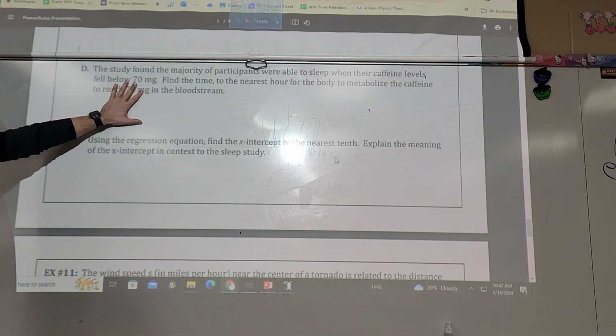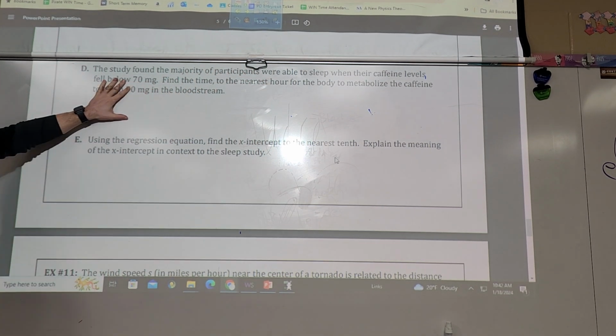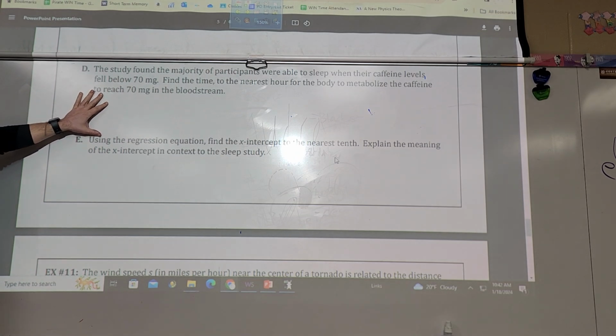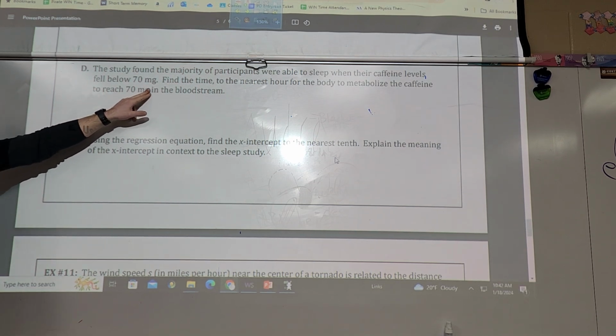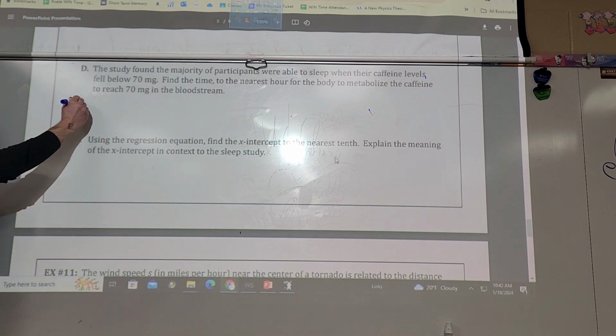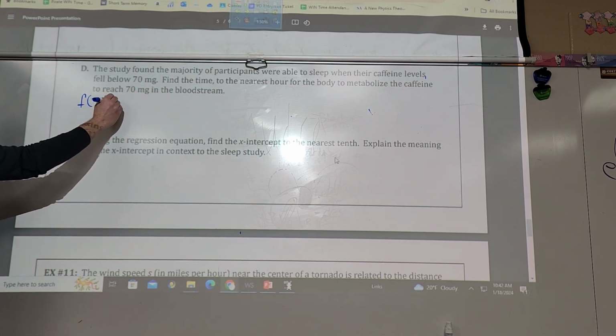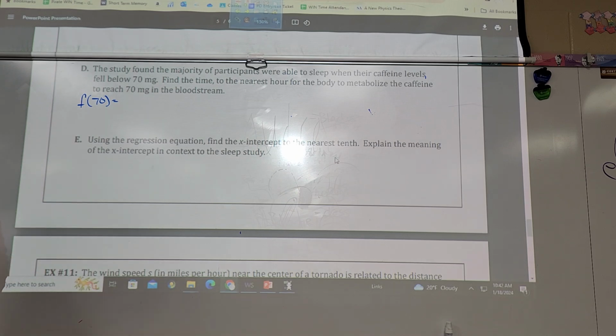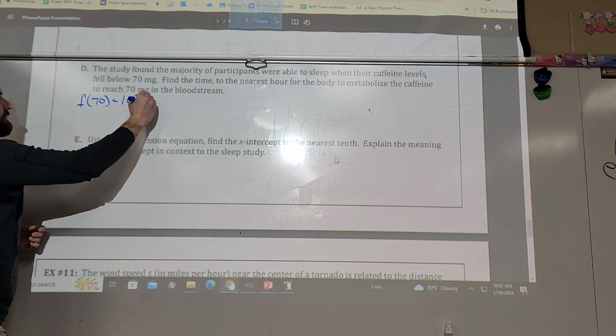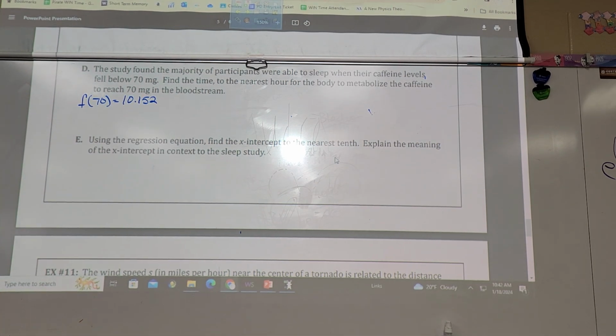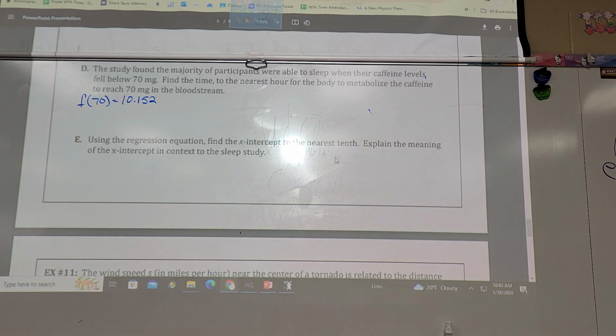So to the nearest hour, how long will the body take to metabolize to reach 70 milligrams if you drink 250? A lot. No, well, think about this. Milligrams of caffeine, is that my X or Y? That's my X, so I just plug in 70. Right? And I got 10.152. Does that make sense with our previous question? Because it took 10 hours to get to 71, right? So it makes sense that it'd be a little bit over 10 to get to 70.